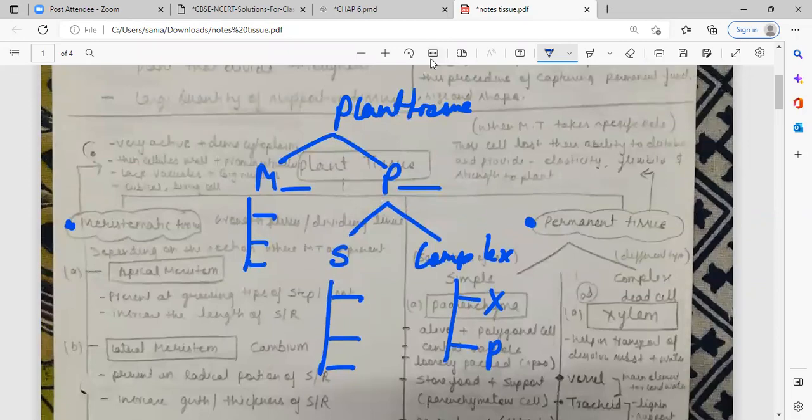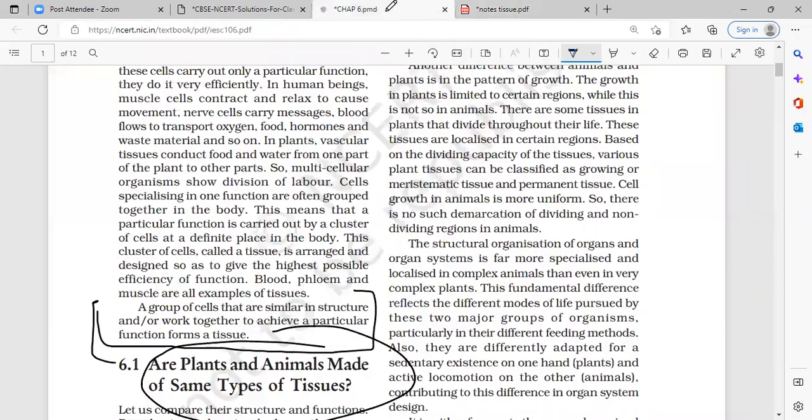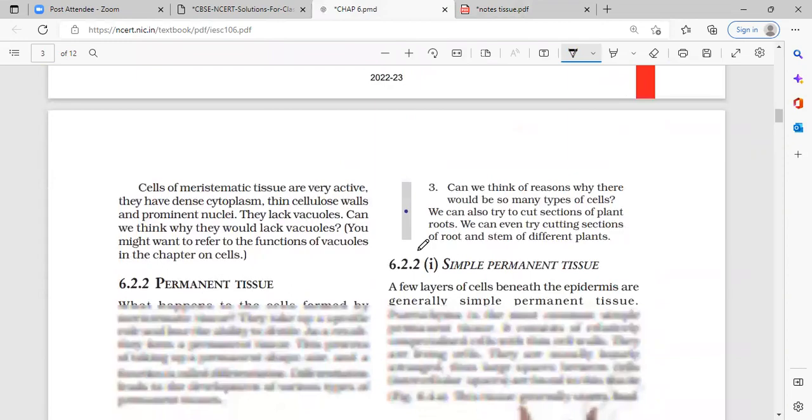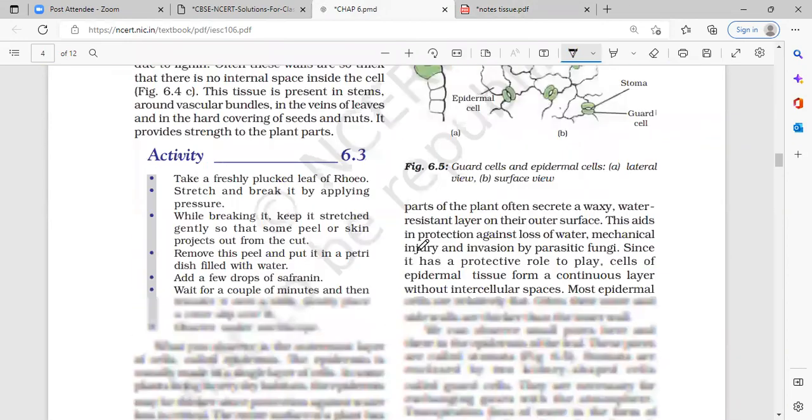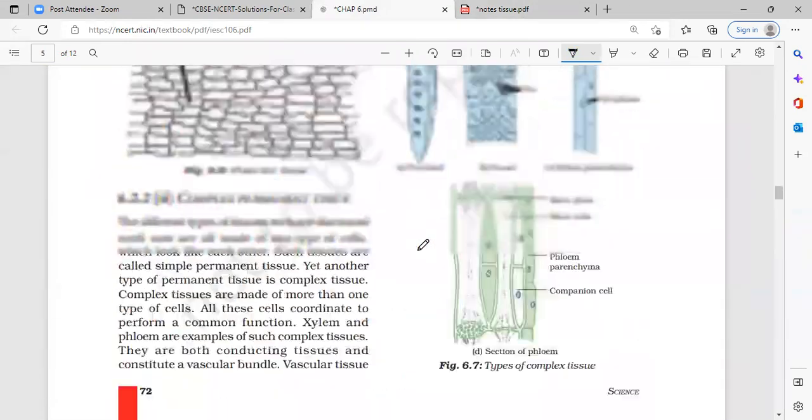Wait, let me just check whether this diagram is there in your chapter or not. So it's not there. So you have to make the effort. You have to make your own table. Okay.